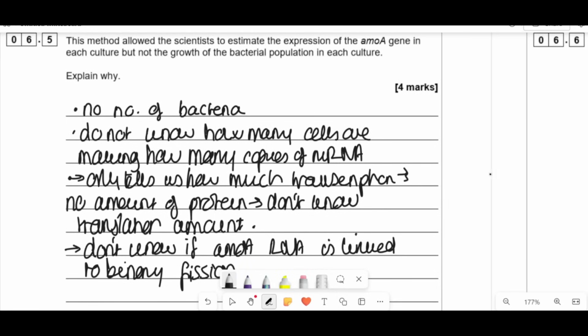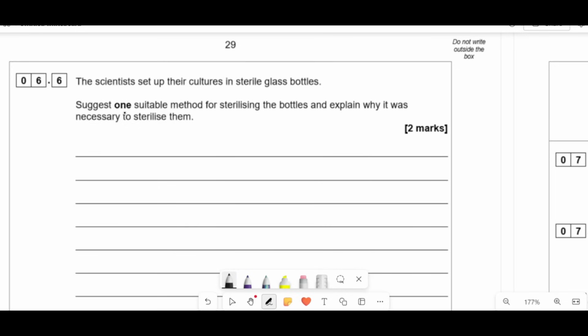So you don't know. Scientists set up their cultures in sterile glass bottles. Suggest one suitable method for sterilizing the bottles and explain why it's needed to do that. So these are bottles. You're not going to flame the bottle. You're not just going to heat. You need to say what you're going to do to a bottle.